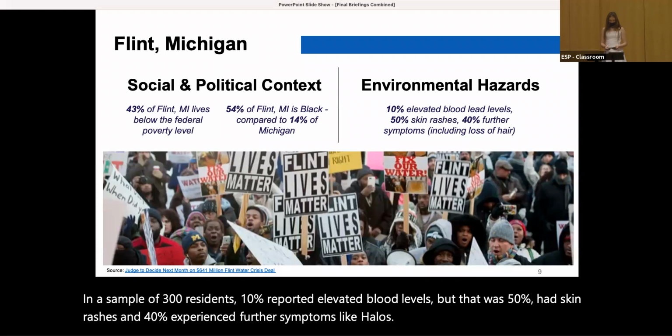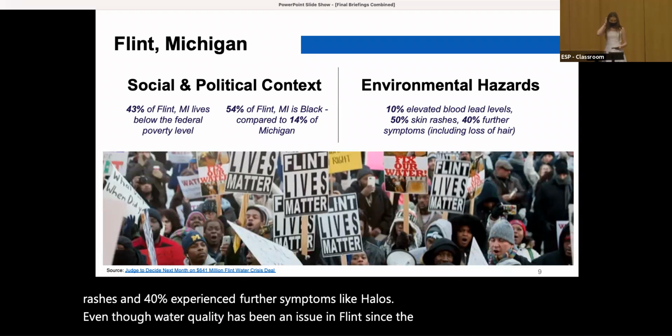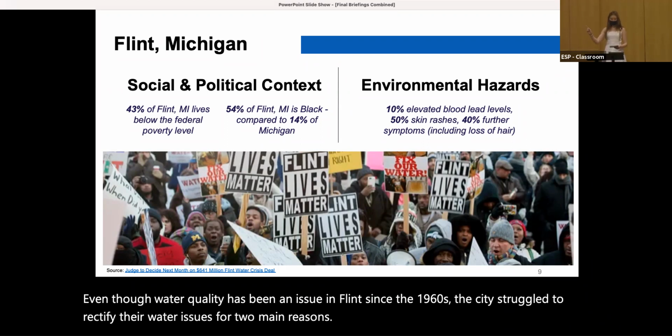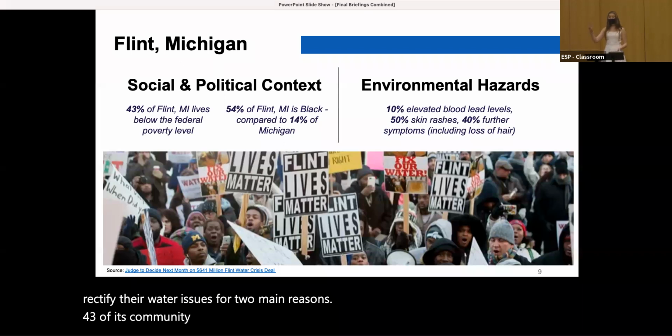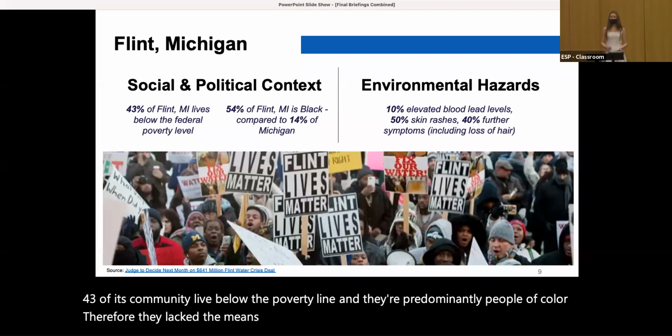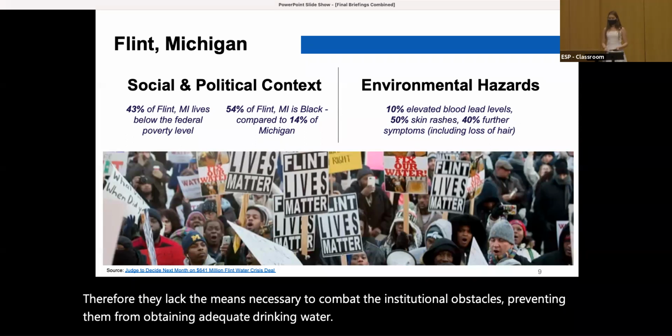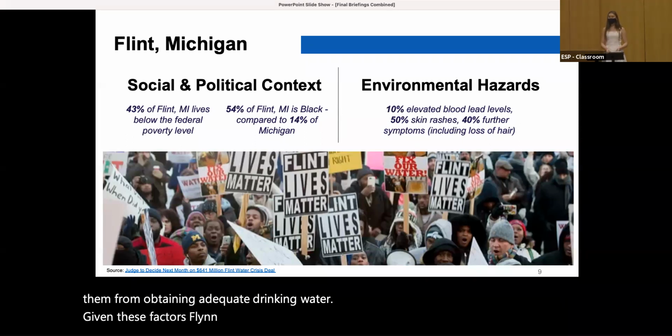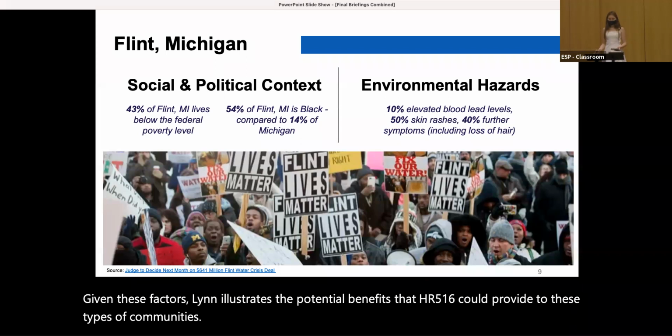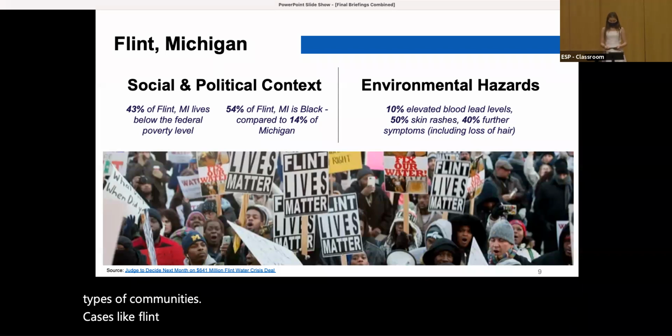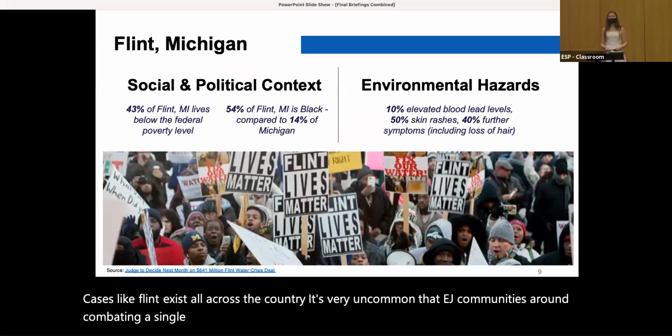Even though water quality has been an issue in Flint since the 1960s, the city struggled to rectify their water issues for two main reasons. 43% of its community live below the poverty line, and they are predominantly people of color. Therefore, they lack the means necessary to combat the institutional obstacles preventing them from obtaining adequate drinking water. Given these factors, Flint illustrates the potential benefits that HR 516 could provide to these types of communities. Cases like Flint exist all across the country. It's very uncommon that EJ communities are ever combating a single issue, but are rather plagued by multiple.